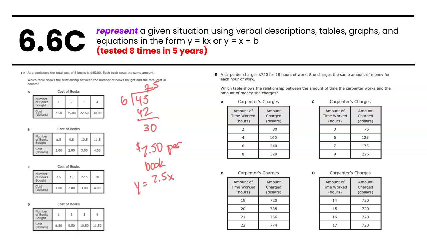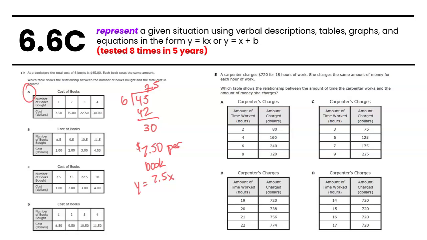We could also create a table, and that's what the question is asking us to do. So for the number of books bought, we want the cost to be 7.5, or $7.50 each. And if you look at letter A, if I buy one book, that's $7.50. If I buy 2 books, that's $7.50 times 2, or $15. And the table down the rest of the way checks out with that thinking. And so letter A would be the answer that we're after here.